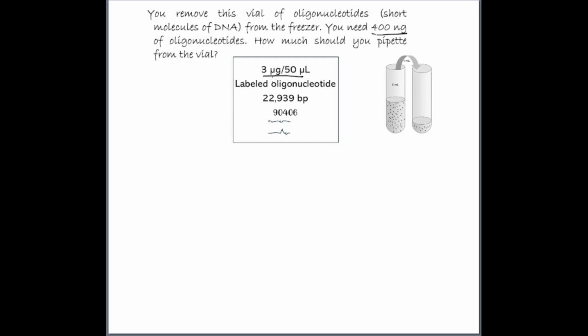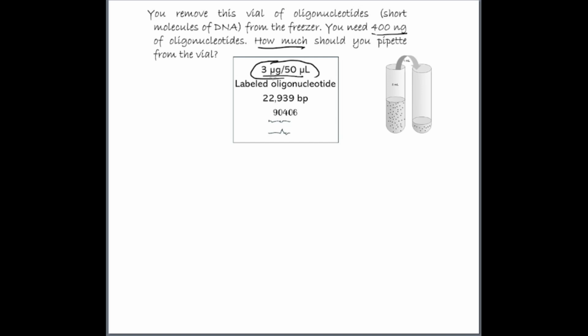We're going to get information from this label, but there's several numbers on here. There's 3 micrograms over 50 microliters, there's 22,939 base pairs, etc. And then some other label information. Well, this is a concentration. You can see from the form that it's a concentration, 3 micrograms over 50 microliters. We want 400 nanograms, so this is going to be the relevant information. And again, it is a how much question. But the other thing we have to note right away is that we have micrograms as units here and nanograms here. We have to make sure that they match.